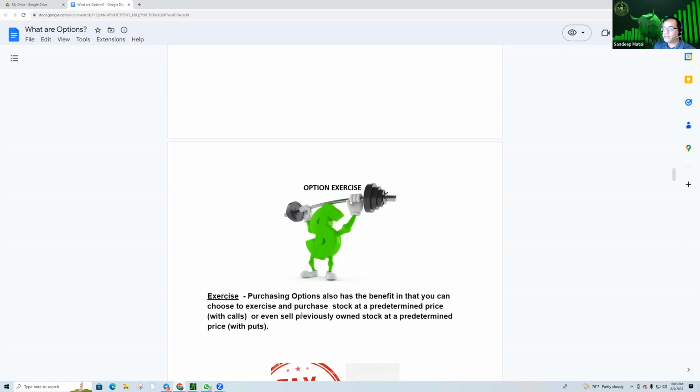You can sell pieces of it, whatever you want to do. So the benefit of options, you can choose to exercise and purchase the stock at the predetermined price. So if the option was for whatever strike it was, which we'll explain, you get to own it at that price if you choose to, and you don't have to, but some people like to.